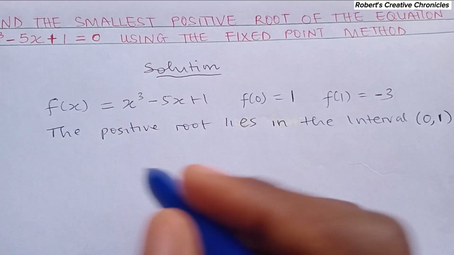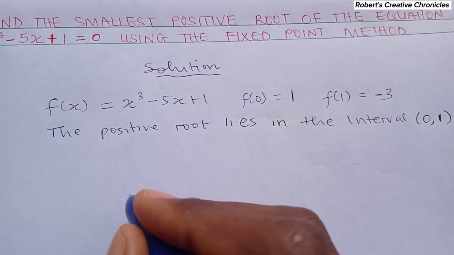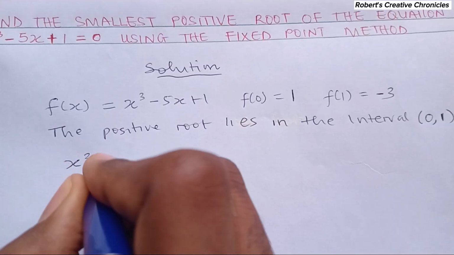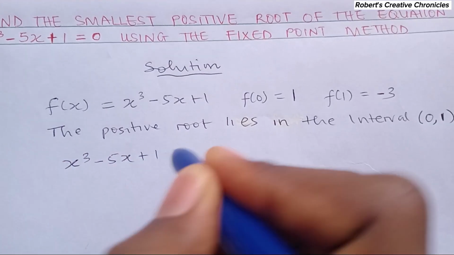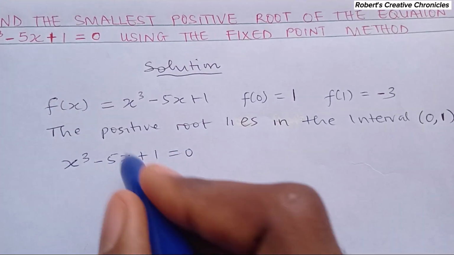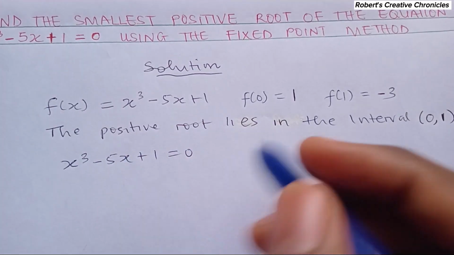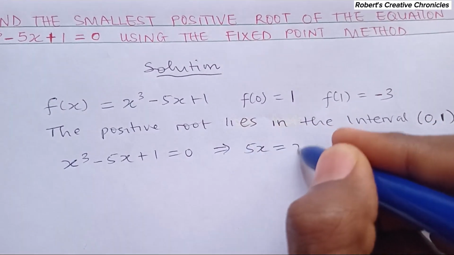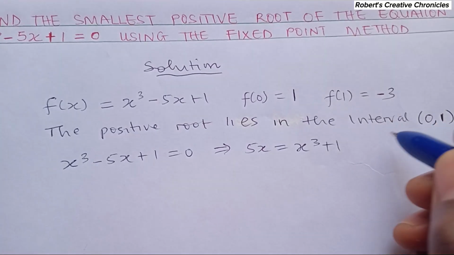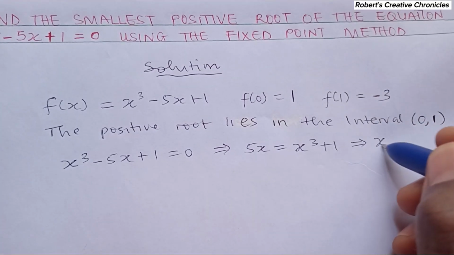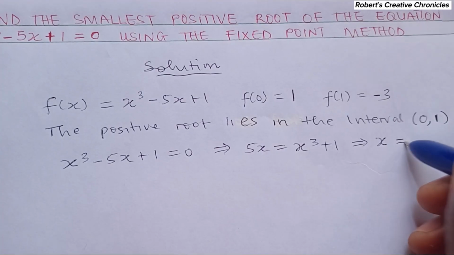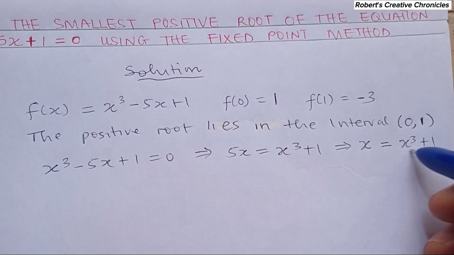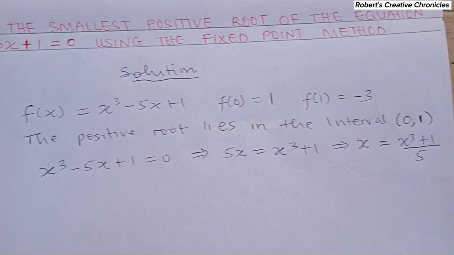For instance, we know that in this equation, x cubed minus 5x plus 1 is equal to 0. So let's make x the subject of the formula. It becomes 5x is equal to x cubed plus 1. So x will be equal to x cubed plus 1 over 5. You see?